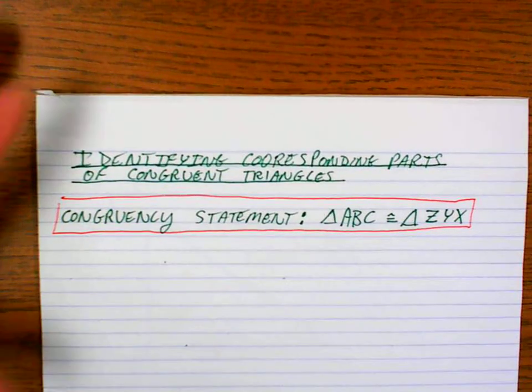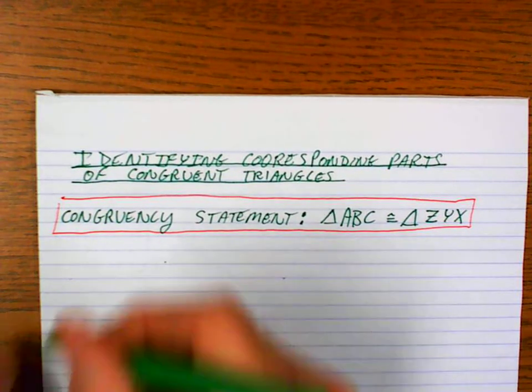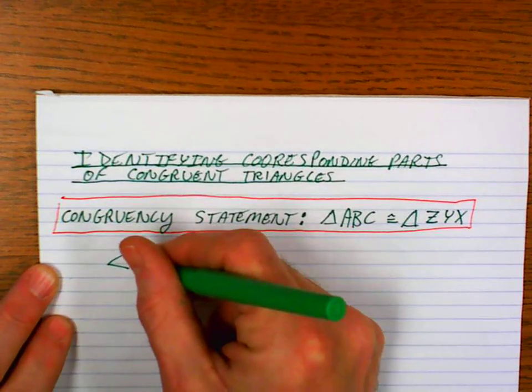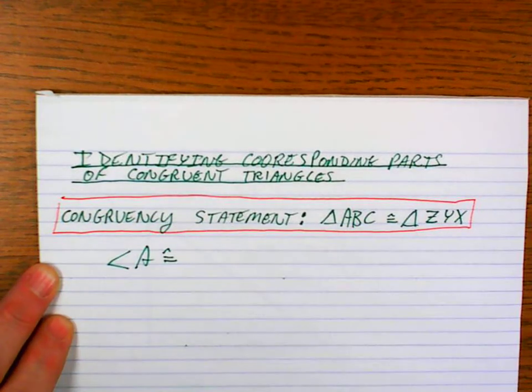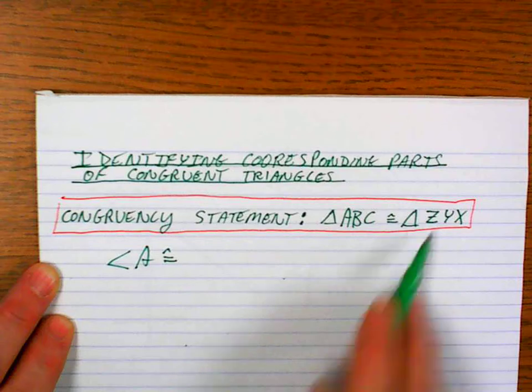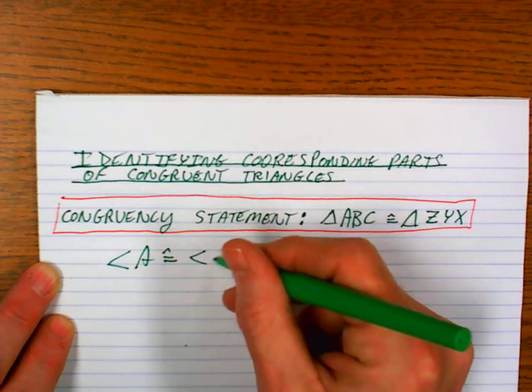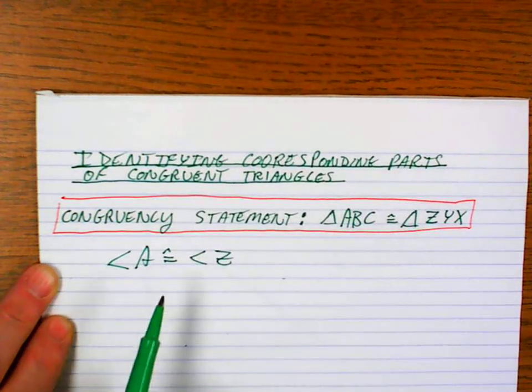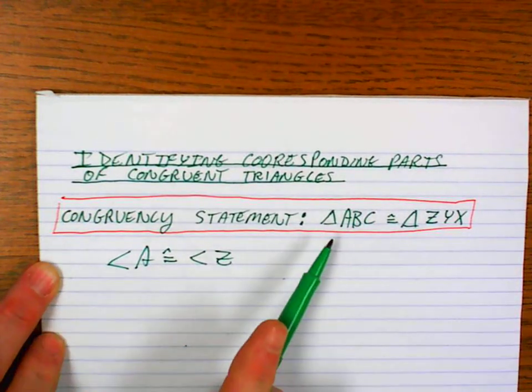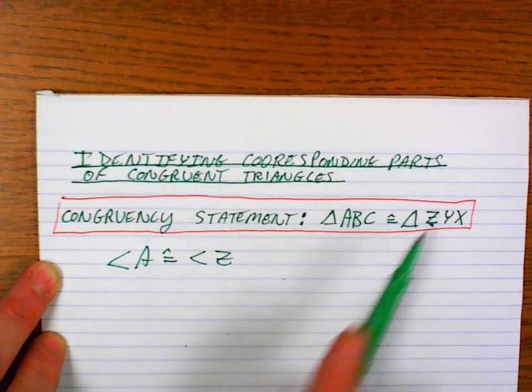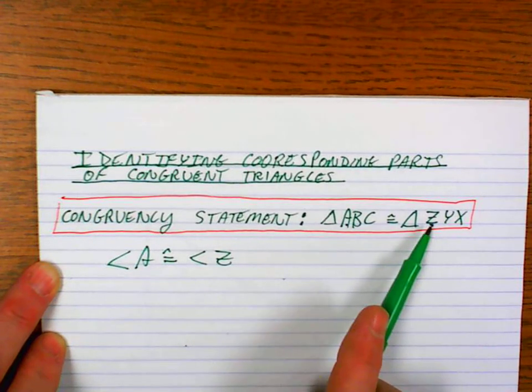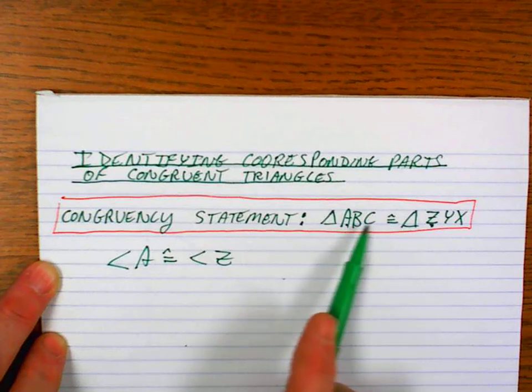The first one I want to look at is angle A. So angle A will be congruent to angle Z. And the reason why I know that is because angle A is the first letter in the congruency statement for the first triangle. Angle Z is the first letter in the congruency statement for the second triangle. So I know that angle A is congruent to angle Z based on this congruency statement.